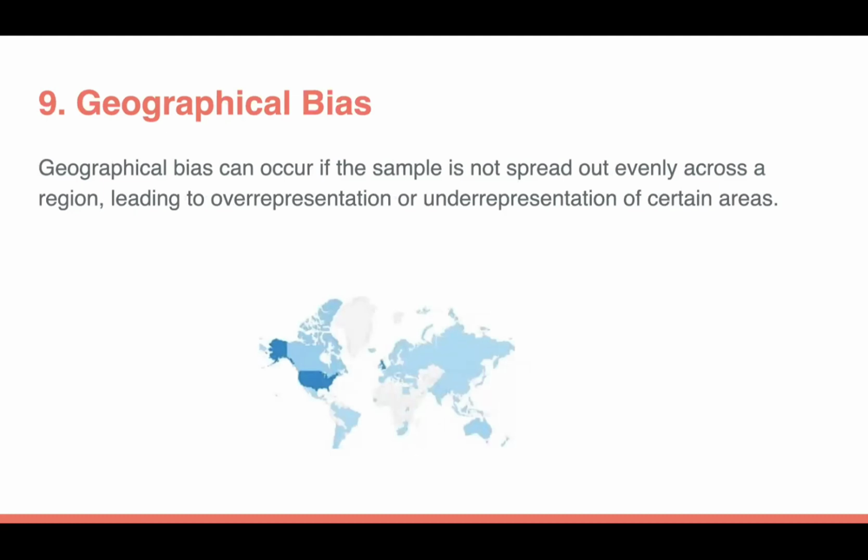Geographical bias. Geographical bias can occur if the sample is not spread out evenly across a region, leading to overrepresentation or underrepresentation of certain areas.